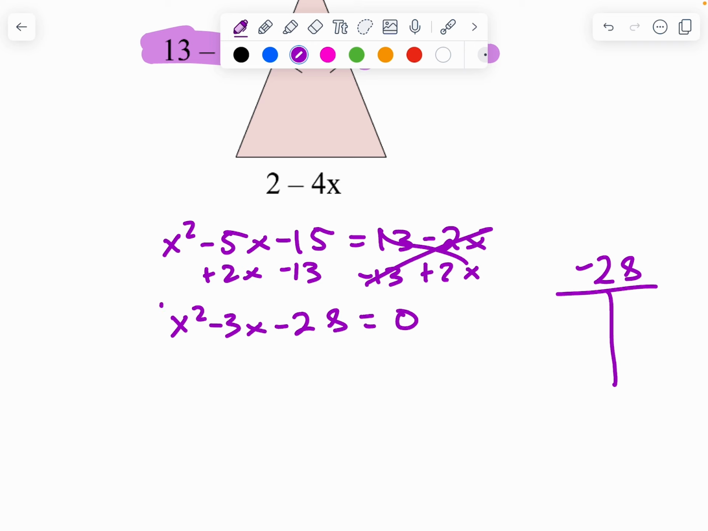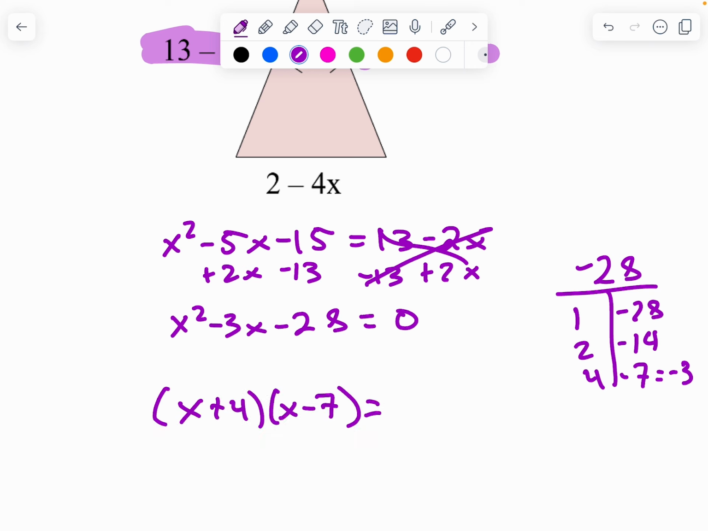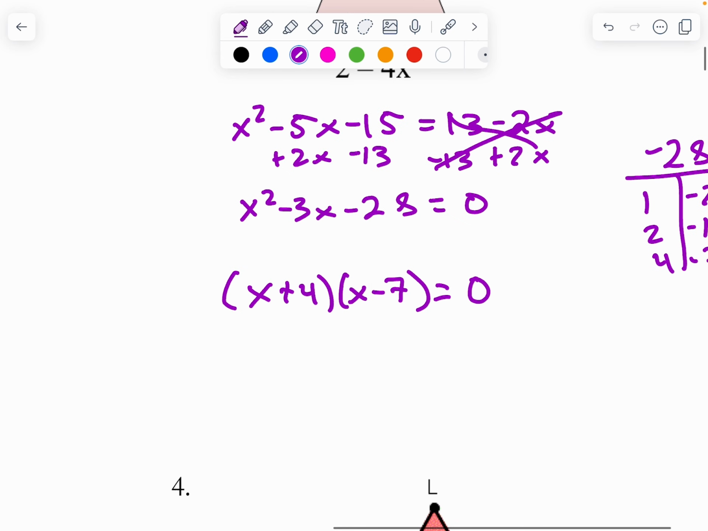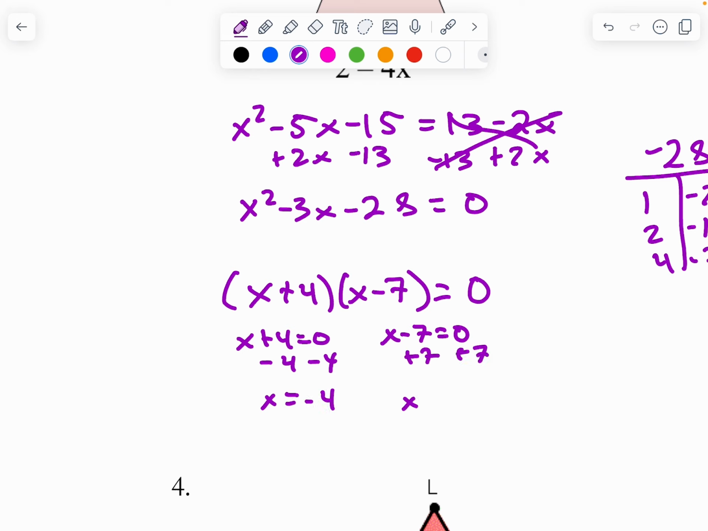And remember, this is only the case because my a value here is 1. So I know the big number has to be negative. 1 and negative 28, too big. 2 and negative 14, too big. 3, 4, and negative 7. Hey, that adds up to negative 3. So from here, we're just going to do x plus 4, x minus 7, and this is equal to 0. Set both things equal to 0. x plus 4 is equal to 0. Solve. x minus 7 is equal to 0. Solve. And we get x is equal to negative 4. x is equal to 7.